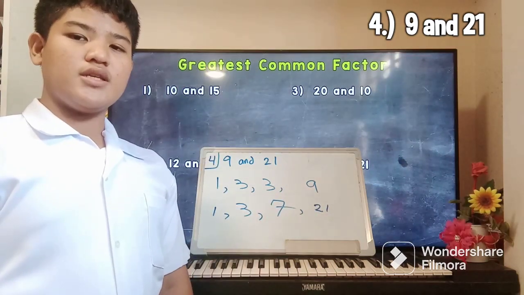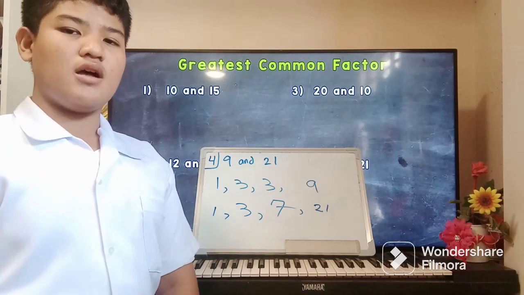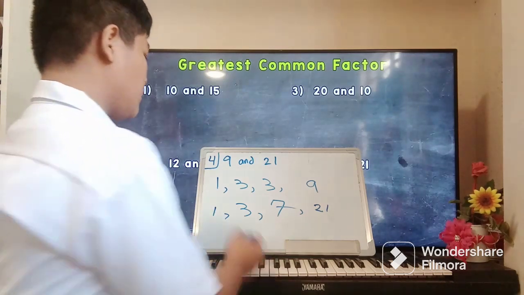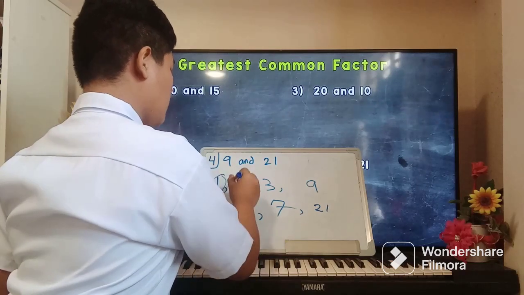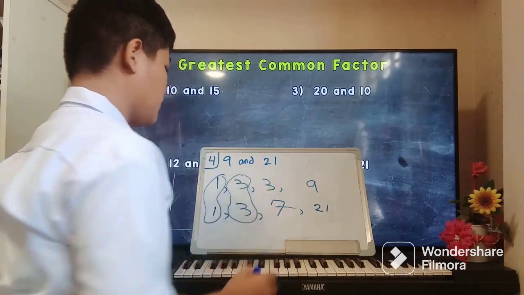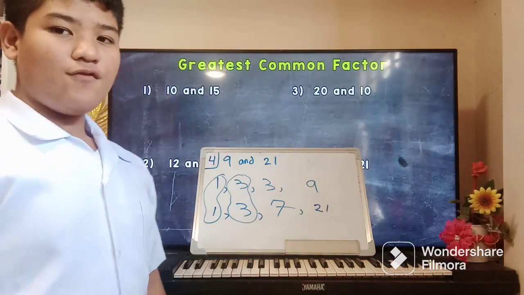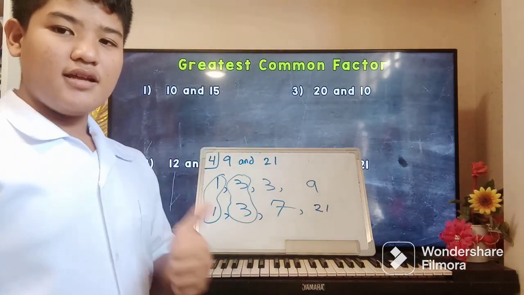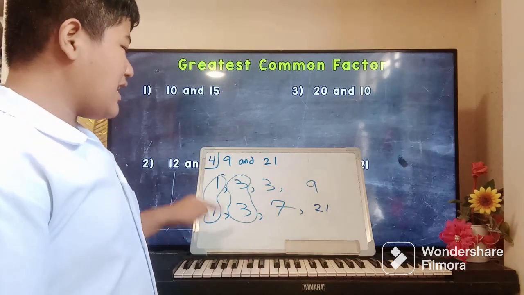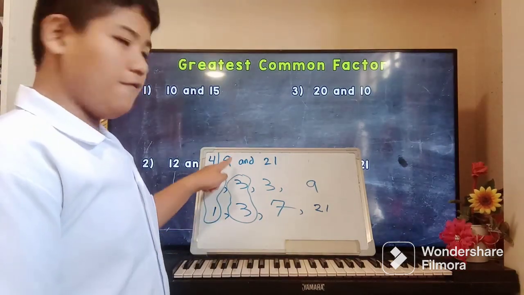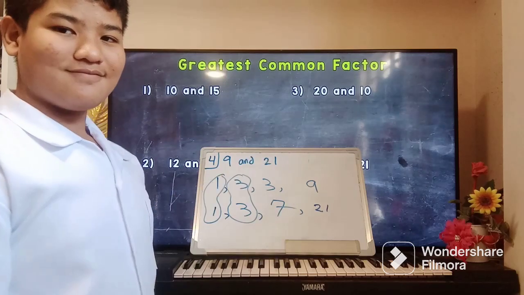Then get all the numbers that you see that are the same. If you already found those numbers, they are number 1 and number 3. Which among these two numbers is the greatest? If your answer is 3, yes, you are correct. 3 is the greatest common factor of 9 and 21.